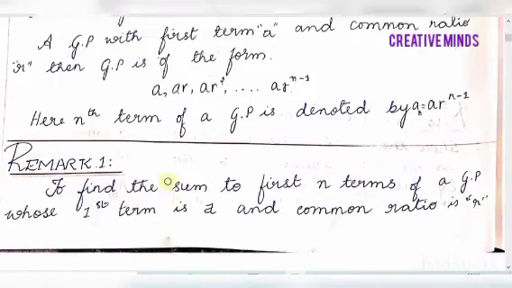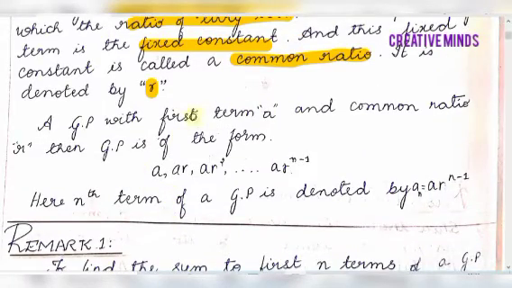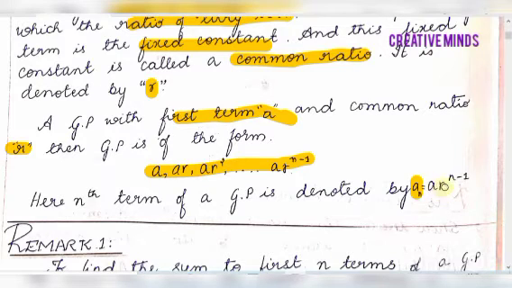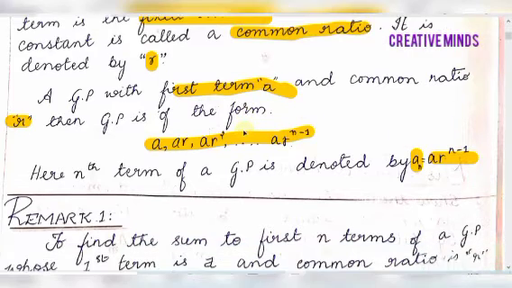Now, for a GP which has first term A and ratio R, the general form of GP is A, AR, AR square, up to AR to the power of n minus 1. Then how to find the nth term in GP? The formula is like this: An is equal to A into R to the power of n minus 1. The nth term of GP is An equal to A into R to the power of n minus 1.